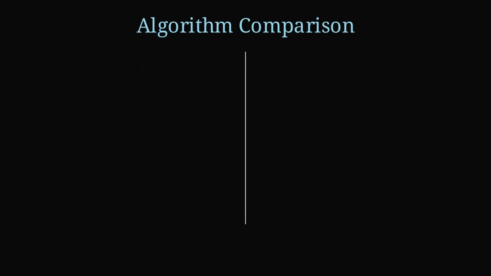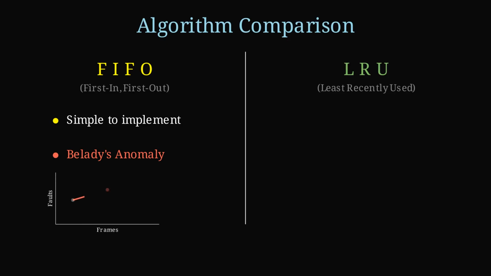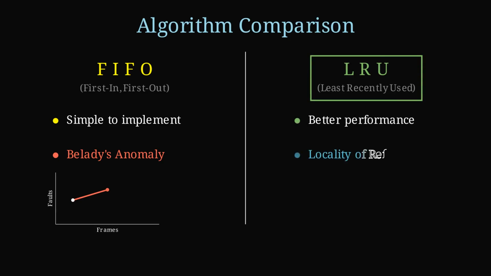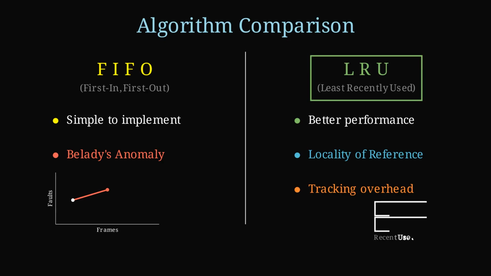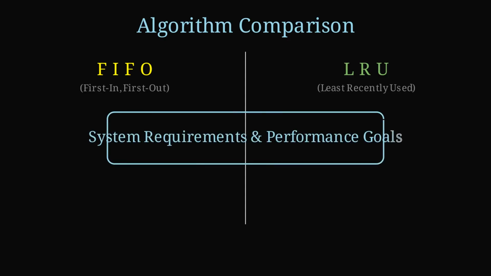Both FIFO and LRU are fundamental page replacement algorithms. FIFO is simple to implement but can suffer from Belady's anomaly, where increasing page frames can sometimes increase page faults. LRU generally performs better by leveraging locality of reference, but it is more complex to implement due to the need for tracking page usage. The choice of algorithm depends on the specific system requirements and performance goals. Understanding these strategies is key to optimizing memory management in operating systems.